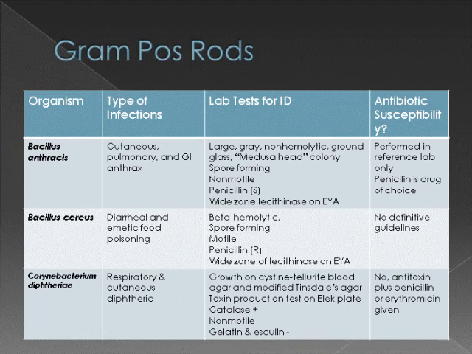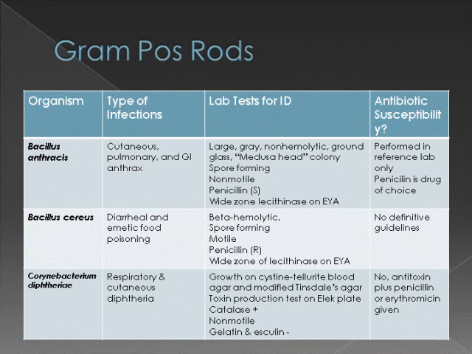This can cause cutaneous, pulmonary, and gastrointestinal anthrax. It's a large, gray, non-hemolytic, ground glass colony, also sometimes resembles a Medusa head appearance. It is spore-forming. It's non-motile. It's sensitive to penicillin, and it has a wide zone of lecithinase on egg yolk agar. Susceptibility testing is performed in a reference lab only, and penicillin is usually the drug of choice.